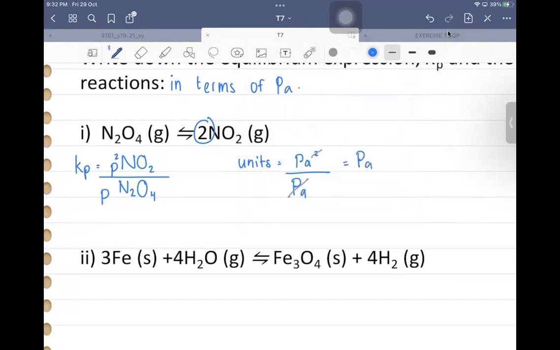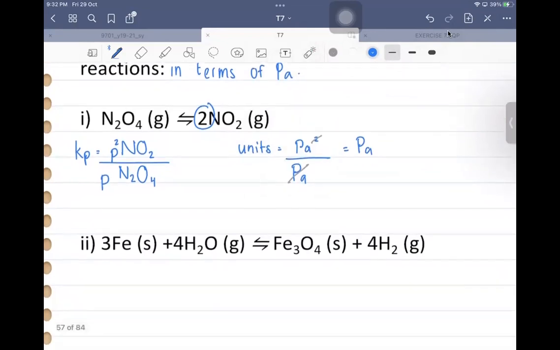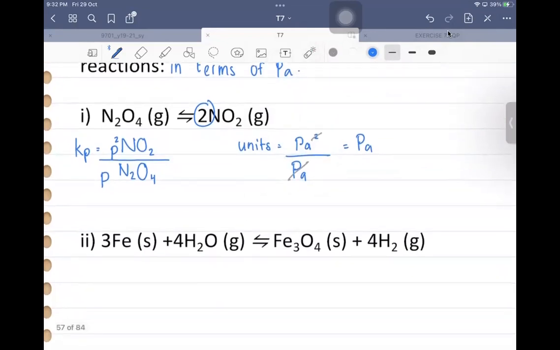Okay, next. Before I start writing down my Kp, I must always inspect my reactants and products. Fe is a solid, not included. H2O is a gas, fine.